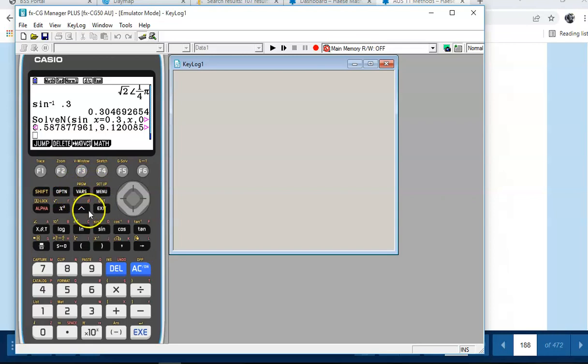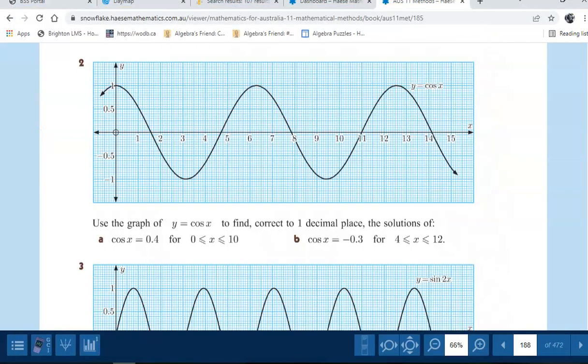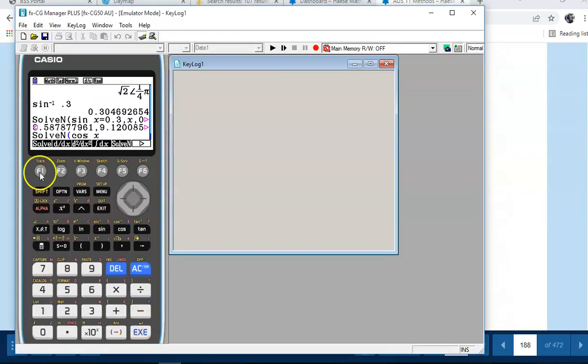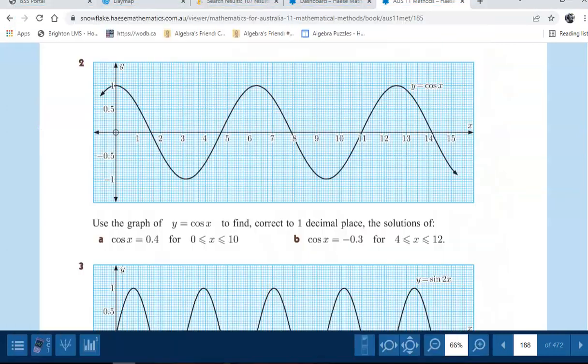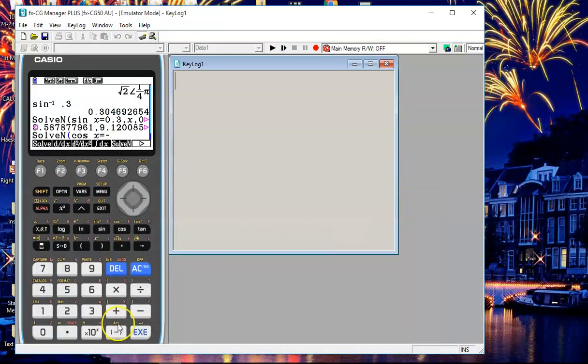Right. How do we get to the solver again? Option. Calc. Solve. Oh, look at that. And we're going cos x, and I have to remember, what was it? Negative 0.3. Where was the equals? Shift, decimal. Now, people, this is your negative in the bracket. It should be negative 0.3 again. How boring.